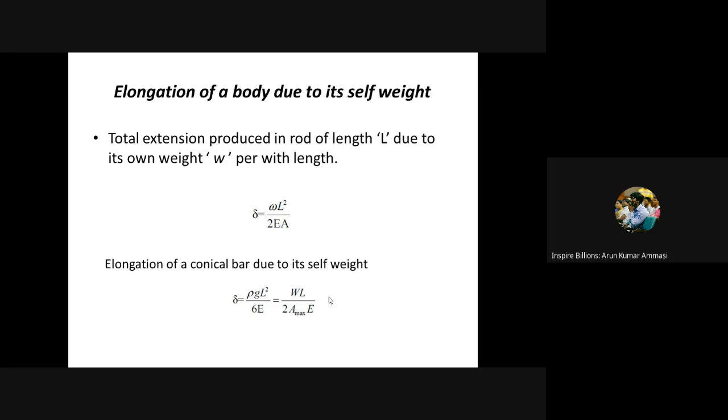So stress will vary. The main idea of going through all these relationships is that stress will vary based on the cross-sectional area, because the load applied on the material will be directly applied on a uniform cross-sectional area. And if the cross-section is not uniform, we cannot use the same relationship between stress, load, and the area.